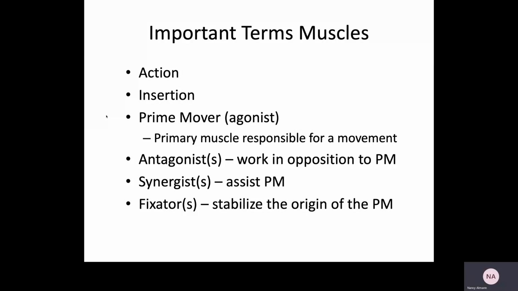The antagonist, maybe more than one, is going to work in opposition to the action of the prime mover. There will be synergists to the prime mover who are going to aid in that movement. And occasionally you might consider fixators, which are going to stabilize the origin of the prime mover. So those are going to be muscles that are close to and supporting the origin of the muscle.